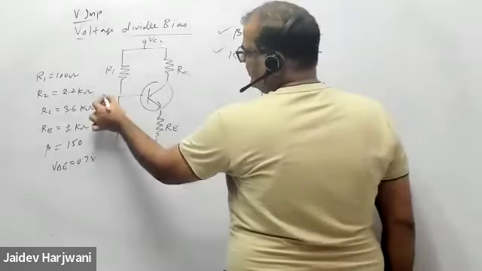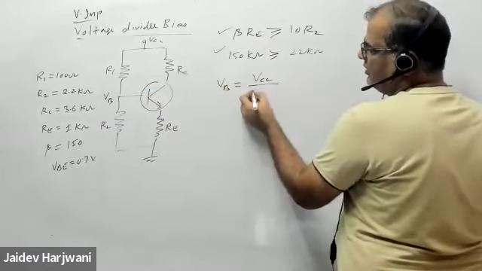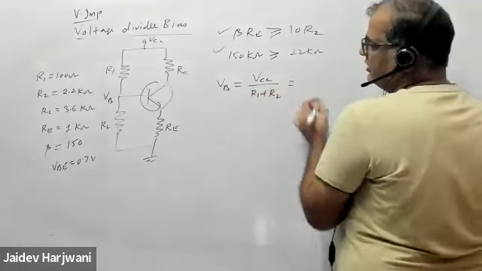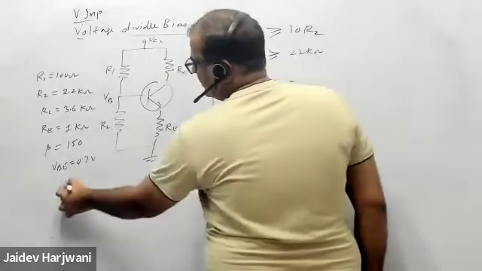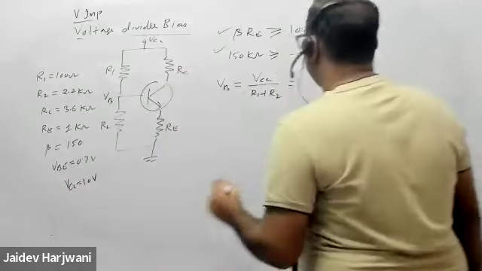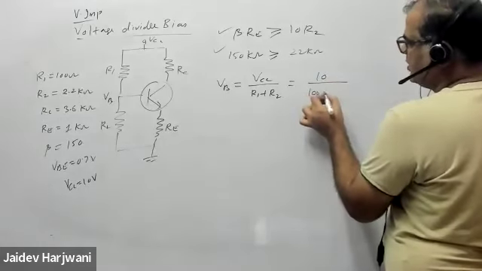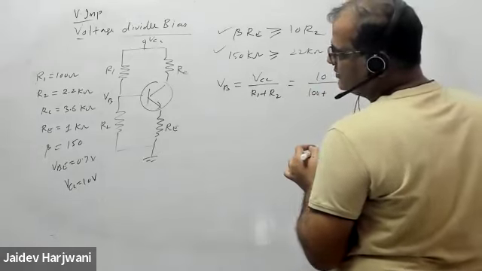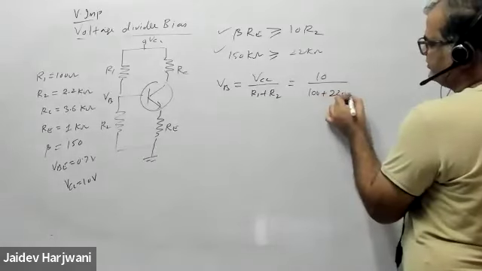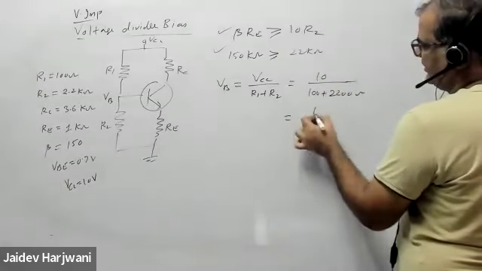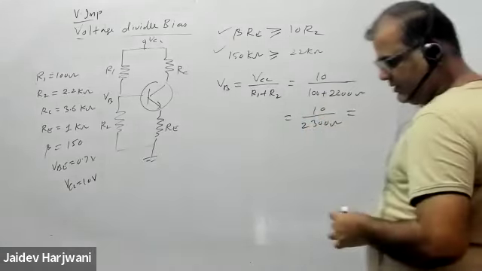Solve circuit means first you find the VB. So VB is what? VB is your VCC upon R1 plus R2. VCC, what value I given? VCC value is say 10 volt. R1 is 100 ohm plus R2 is 2.2 kilo ohm, that is 2200 ohm. So this becomes 10 upon 2300 ohm. Tell me what is the value of VB?